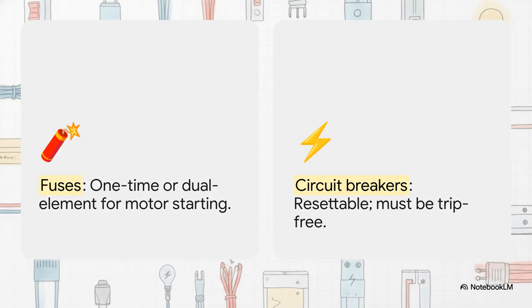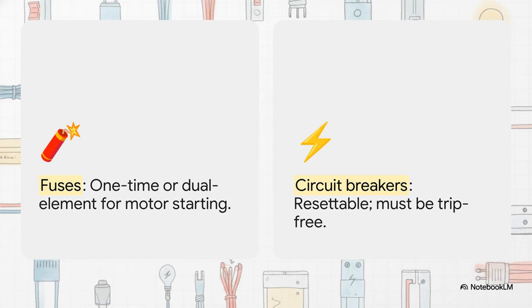We basically have two main heroes here: fuses and circuit breakers. Notice the massive contrast. Fuses are typically one and done, one-time use devices. Although sure, you might see dual element or time delay fuses used specifically for things like motor starting. Circuit breakers, on the other hand, are resettable.